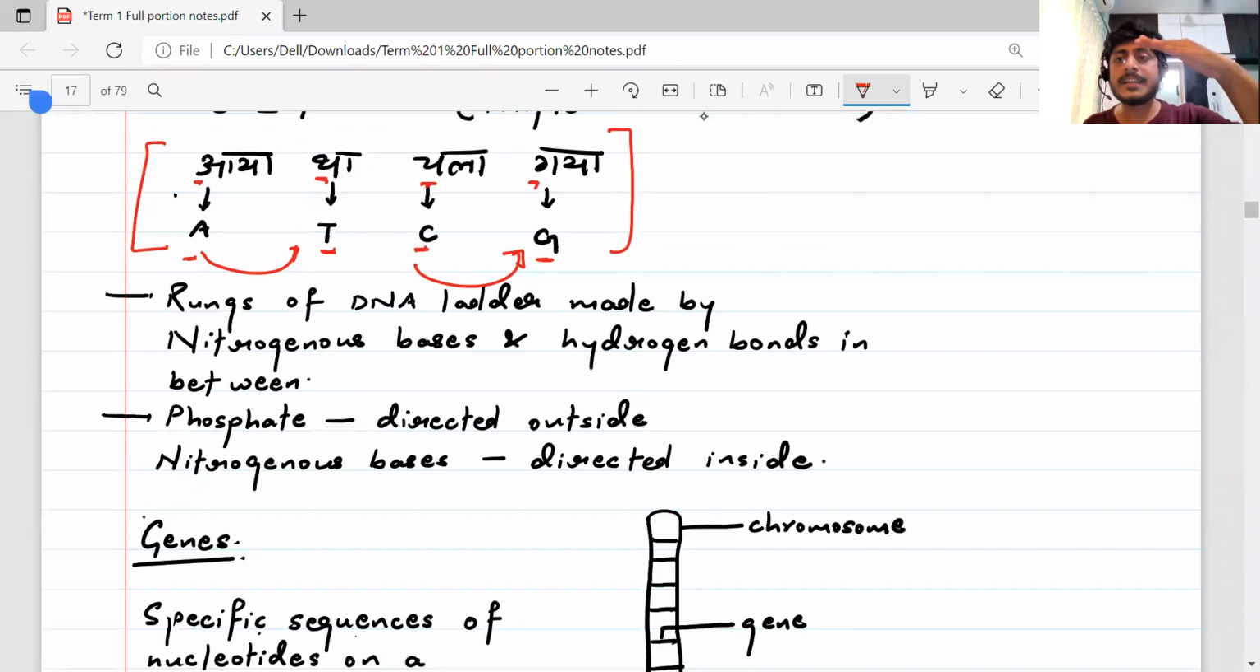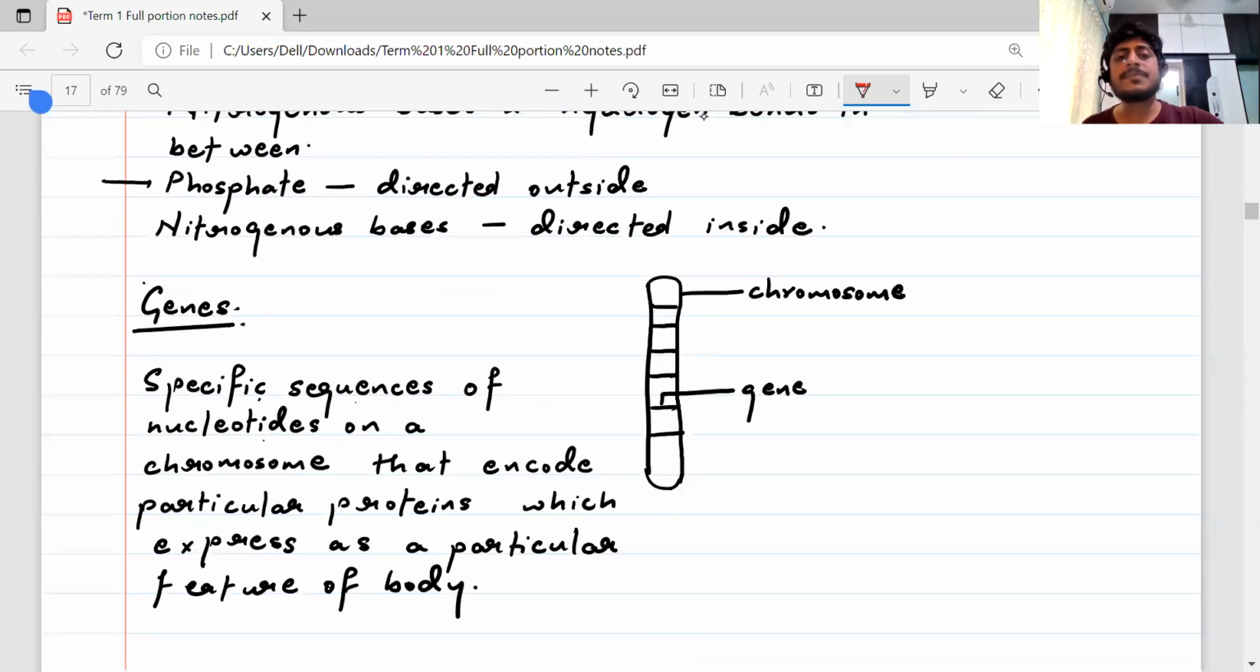What makes up the rungs of the DNA ladder? The rungs of the DNA ladder are basically made by the nitrogenous bases and the hydrogen bonds present in between. Phosphate is always directed to the outside and the nitrogenous bases are directed to the inside.